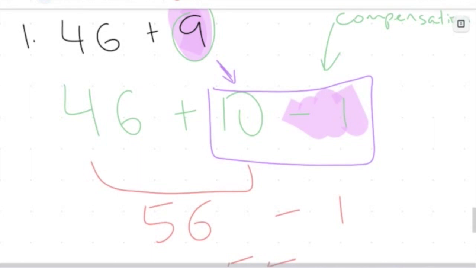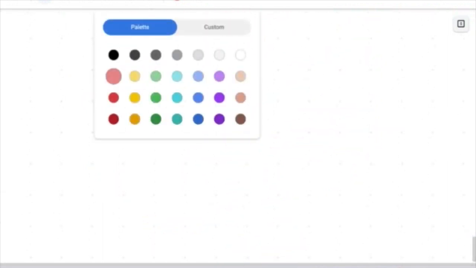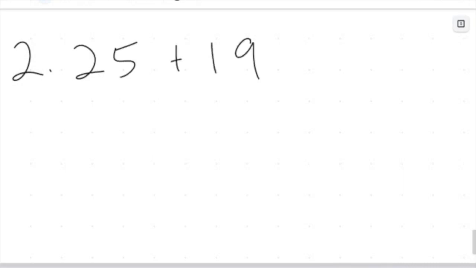So if we try another example, now I'm going to do one of the same ones we did in the previous video with partitioning, but I'm going to do this using my compensation here. So for my second example, find what 25 plus 19 is. So, once again, this number here that I'm adding, it's not a nice round number.